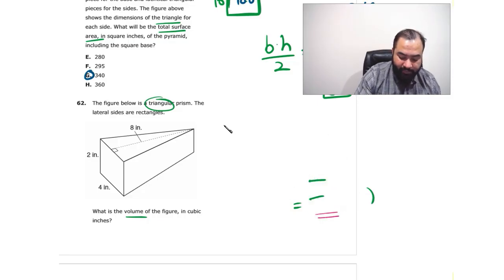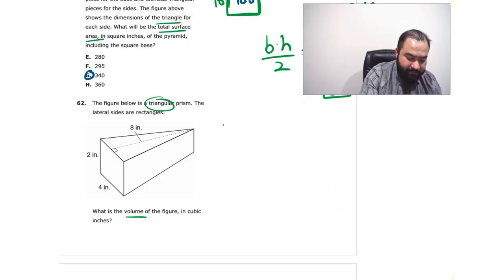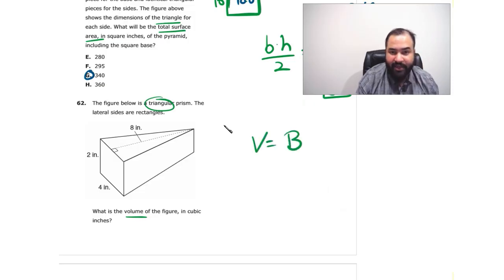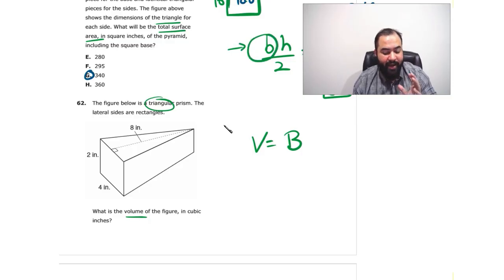So now I'm going to do this shape. It's a triangular prism. So first, if I were to find the volume, I have to find the area of the base. So the capital B stands for area of the base. If you see, before I used lowercase b for just the base, but the capital B is not just the base, it's the area of the base times height.